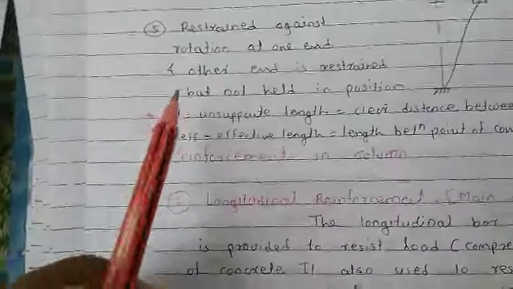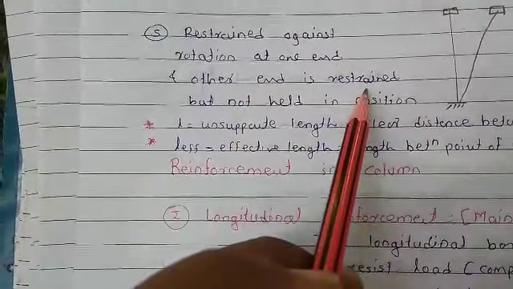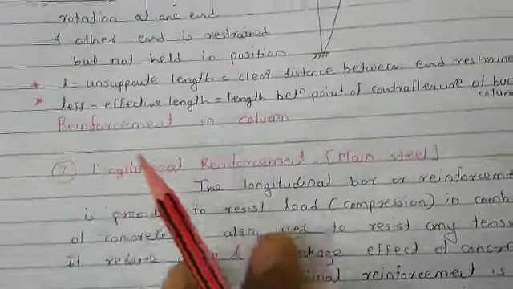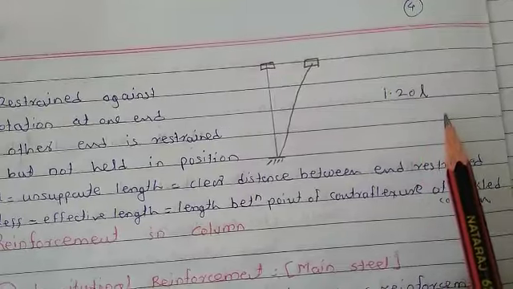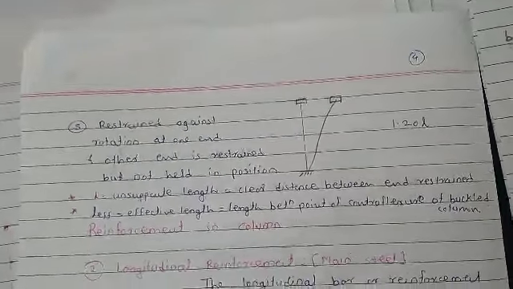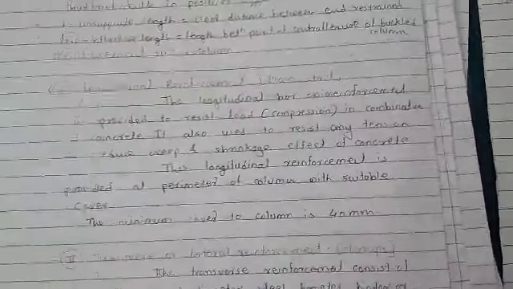Then the next one is restrained against rotation at one end and the other end restrained against rotation but not held in position. In that case, L effective is 1.2 times L. So these are the different formulas that we use for the calculation of the effective length of columns, which is very important for analysis and design of the column.